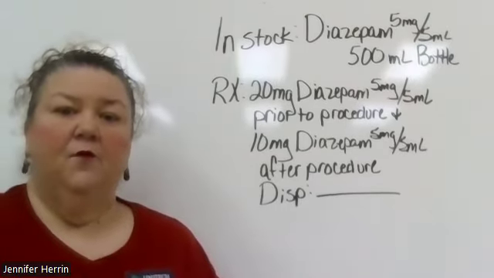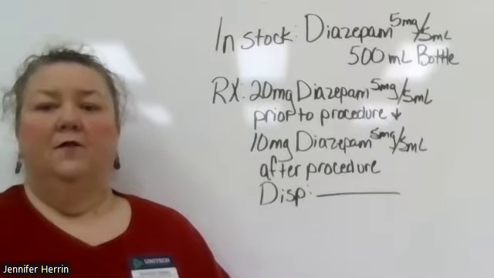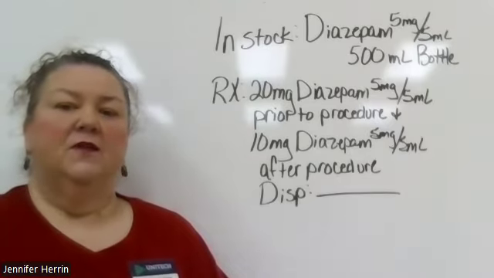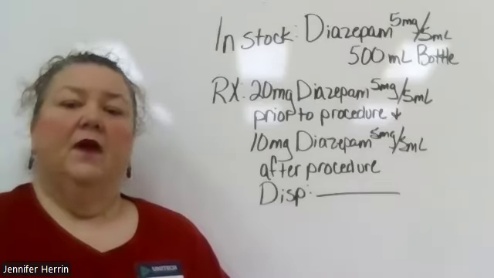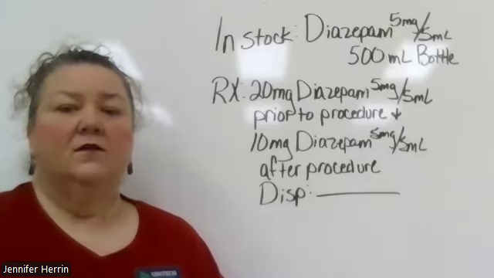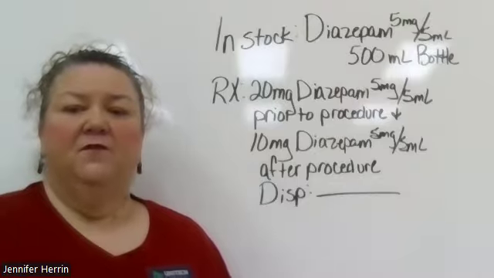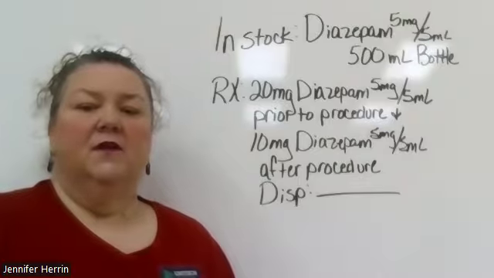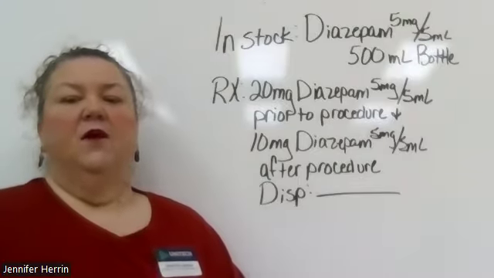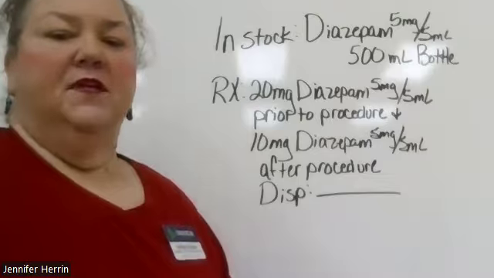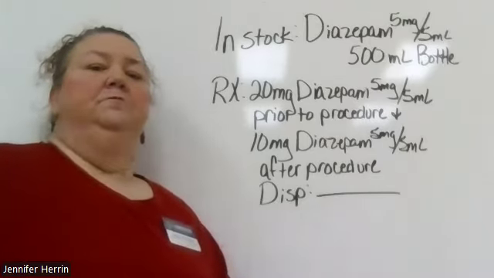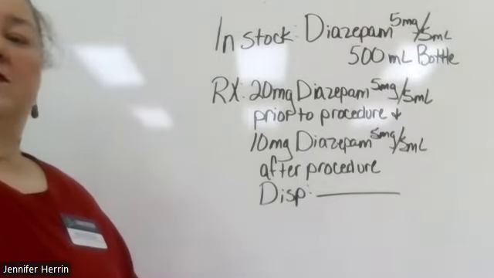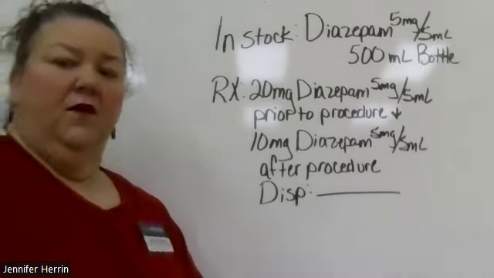Okay, in this example, we have a bottle of diazepam, 5 milligrams per 5 ml. This bottle contains 500 milliliters. We have an RX order that calls for 20 milligrams of diazepam, 5 milligram per 5 ml, prior to the procedure, and 10 milligrams of diazepam, 5 milligram per 5 ml, after the procedure. So let's see how we can work this out. So in stock, it comes as 5 milligrams per 5 ml.